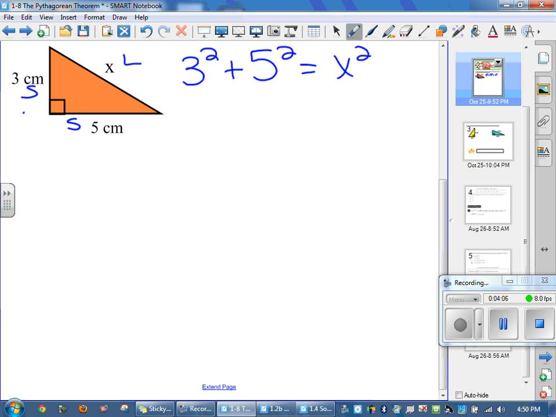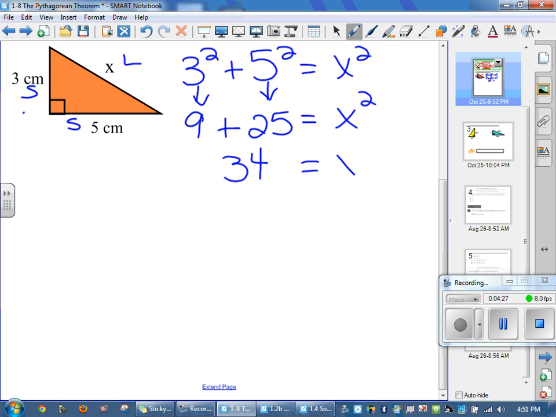I'm going to solve each separately because I can't use my exponent laws here, because our bases are different and we're not multiplying or dividing. That's going to give me 9 plus 25. When I take 9 plus 25, that's going to give me 34. That's all equal to x squared.